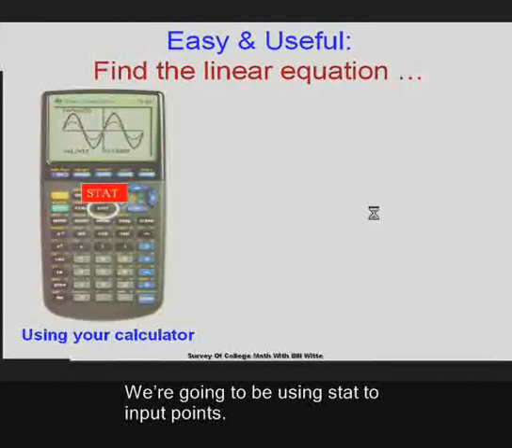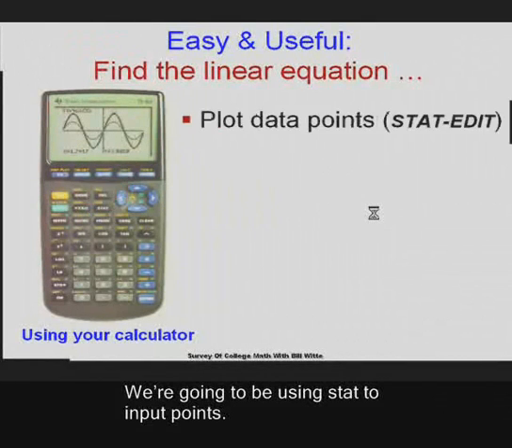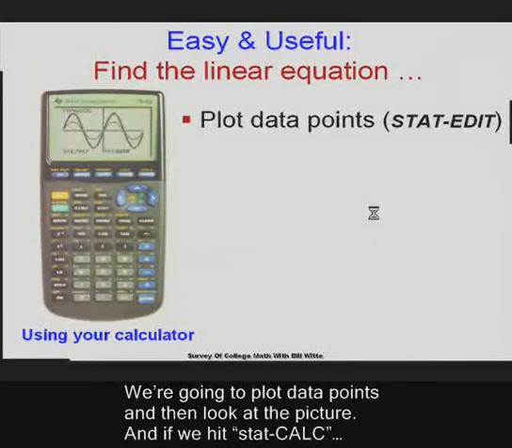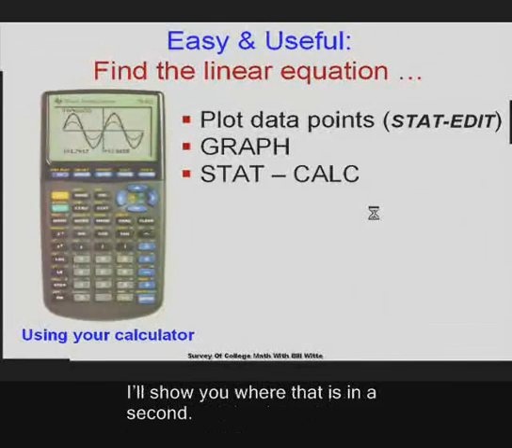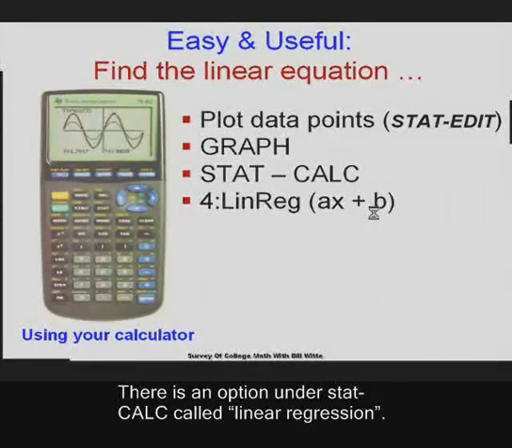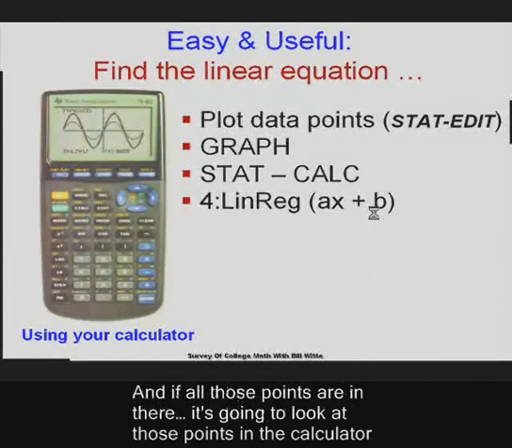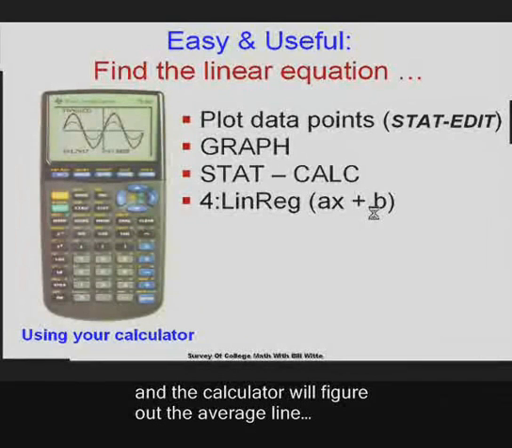We're going to be using stat to input points. Remember, I just told you how to do that. And we're going to plot some data points. And then, of course, we'll look at the picture. If we hit stat calc, I'll show you where that is in a second. There's an option under stat calc called linear regression. And if all those points are in there, the calculator will look at those points and figure out the average line, the ax plus b equation that you can use.